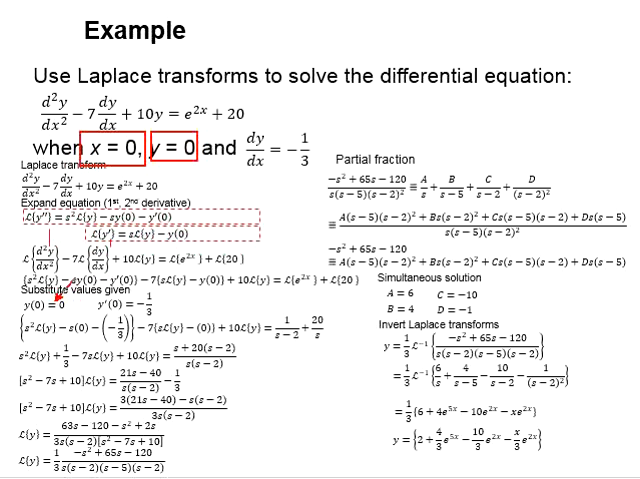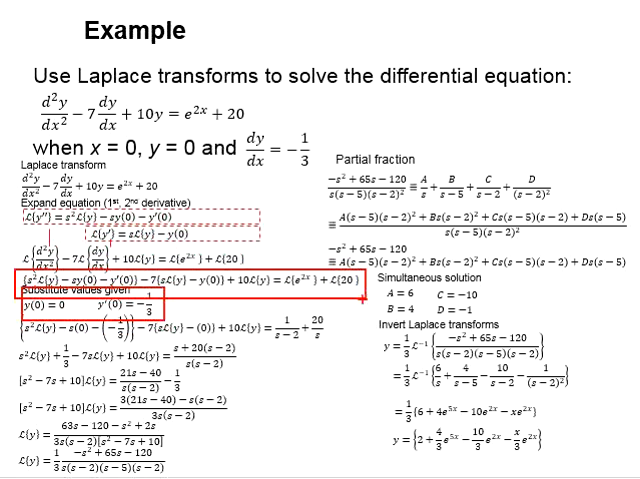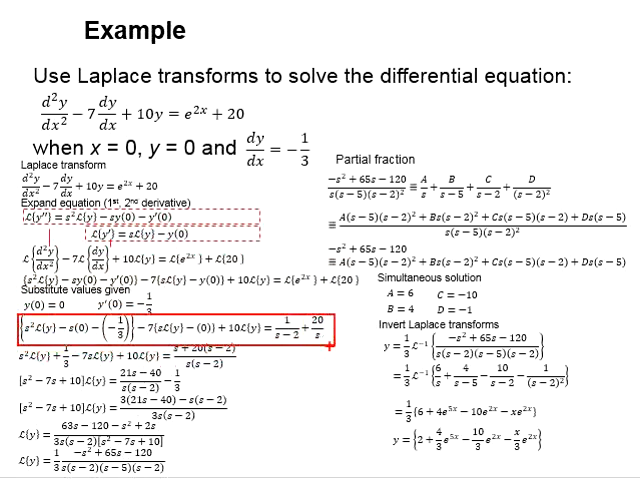That means y(0) will be equal to 0. At the same time, when x is equal to 0, dy/dx equals negative 1/3. That means y'(0) will be equal to negative 1/3. Substitute this into the function here, you will get this.